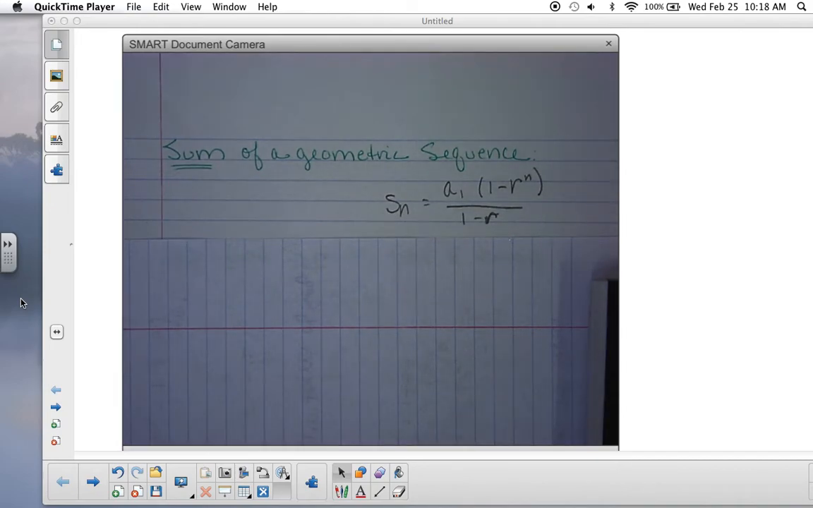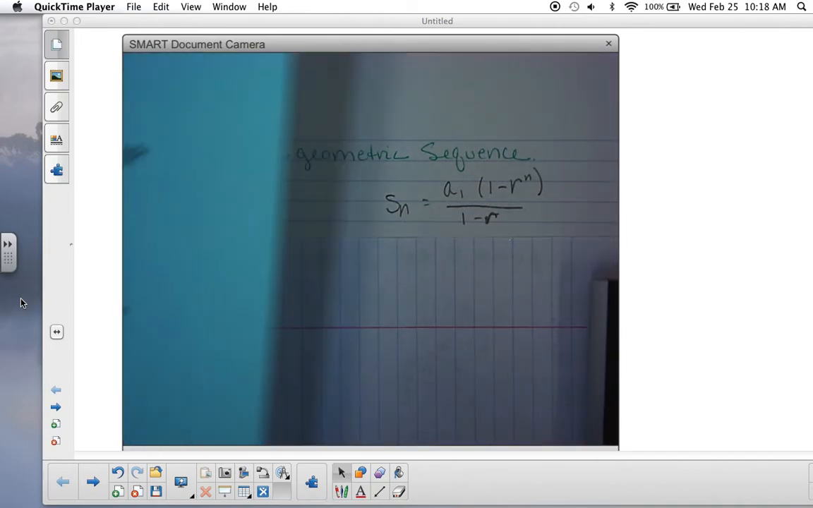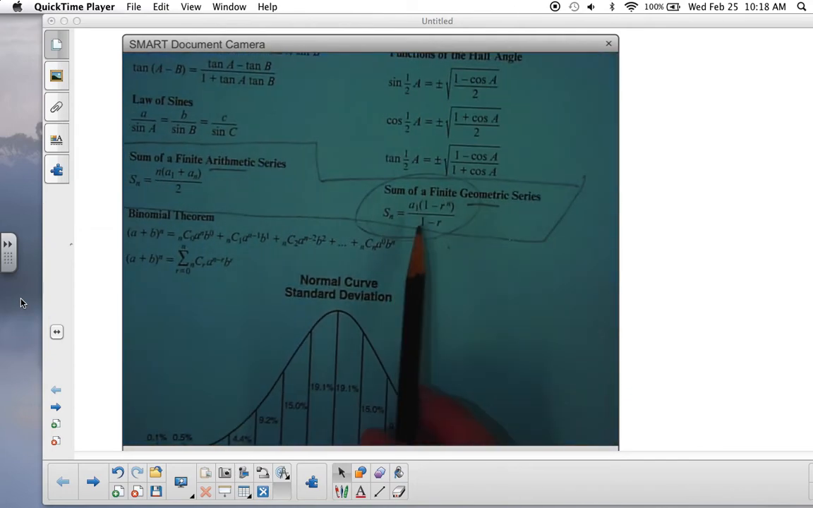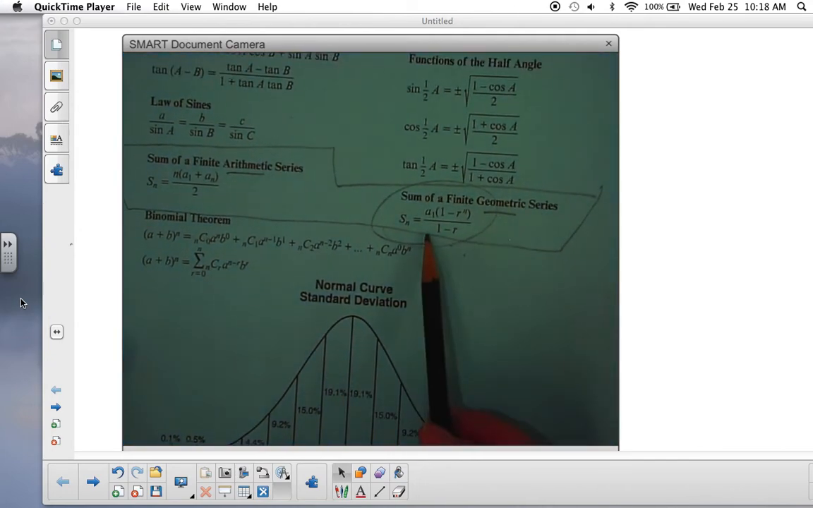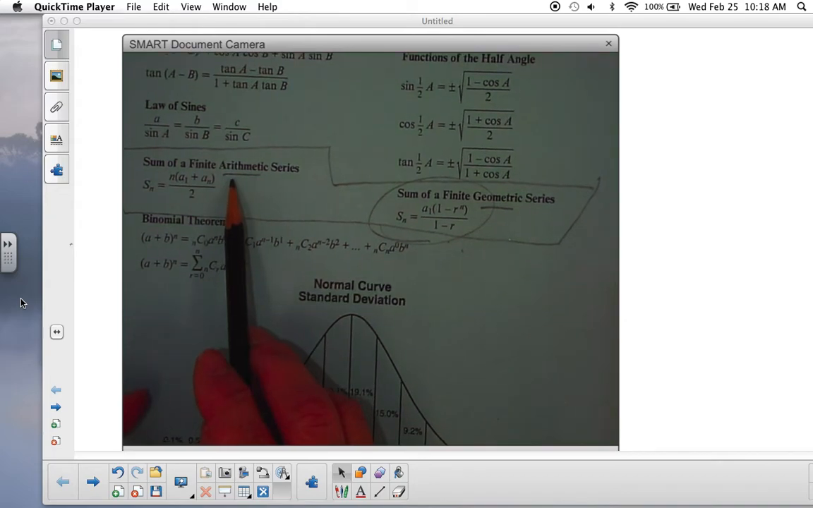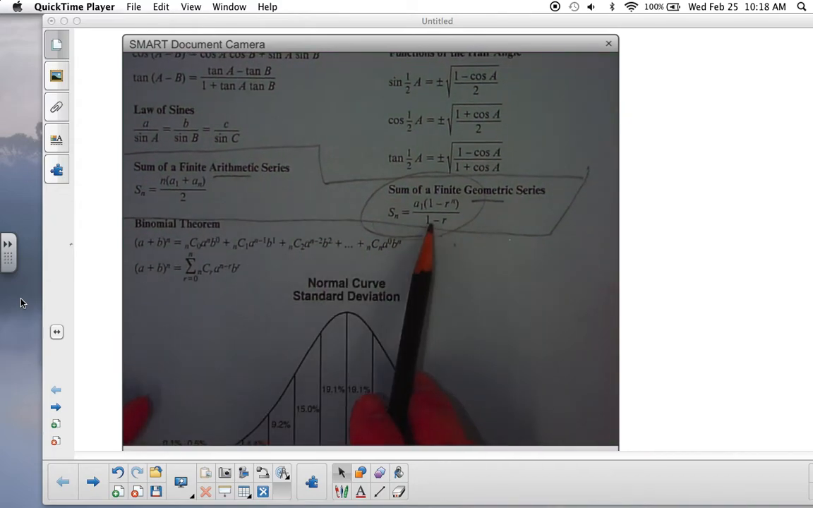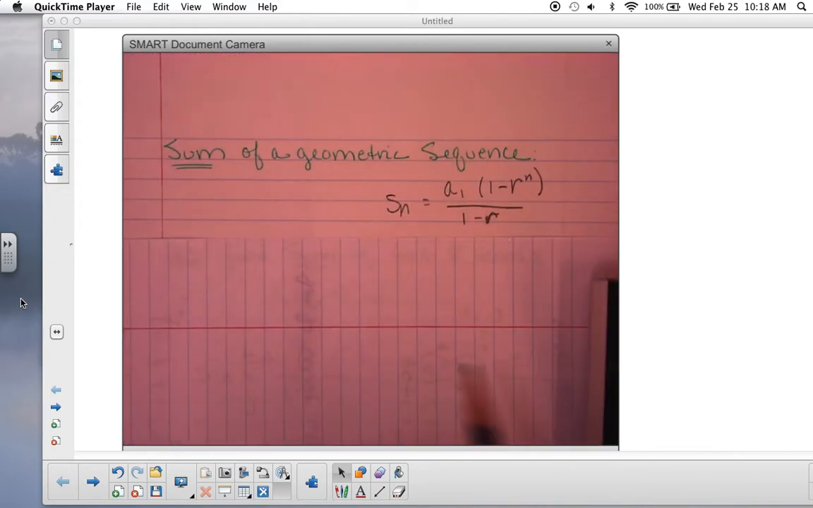I gave you a minute to write it down, but again, this one does not have to be memorized. It's here on the reference sheet, again, right above the normal distribution curve. So this is the one, the arithmetic one we did the other day. This is the one we're doing today, the geometric one. And you'll notice that there's no a sub n in this formula.